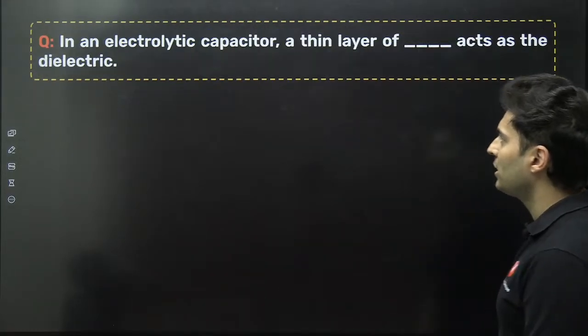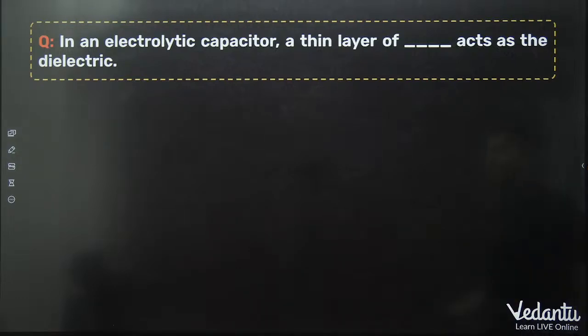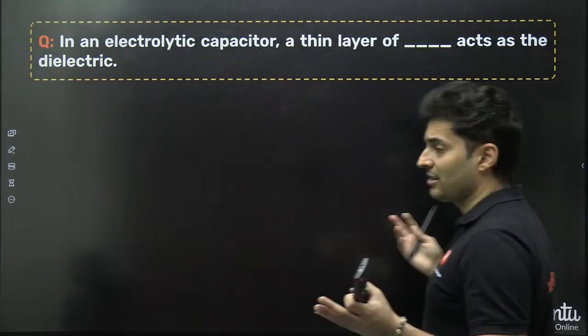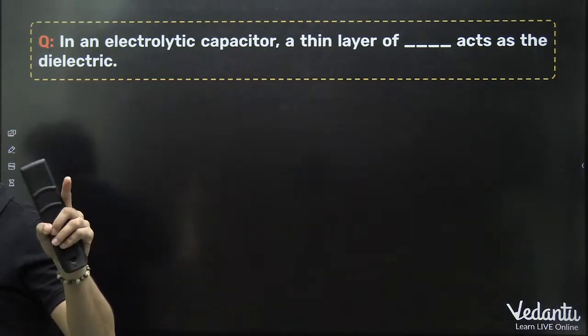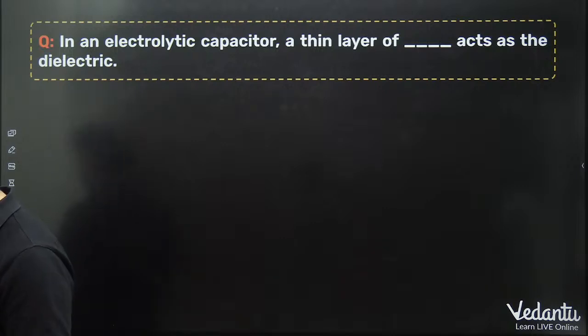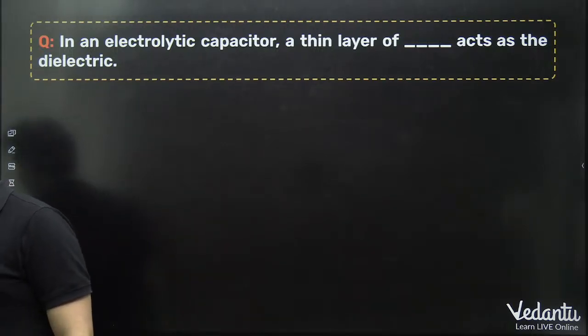Everybody, shall we go ahead to the next one? In an electrolytic capacitor, a thin layer of dash acts like a dielectric. Many people do not know this. No, epsilon naught A by D is only for a parallel plate capacitor, not for a spherical capacitor.